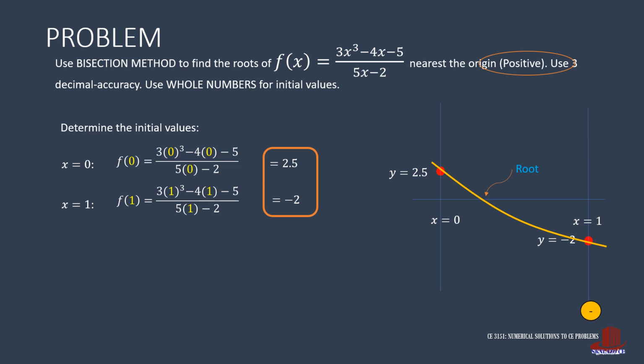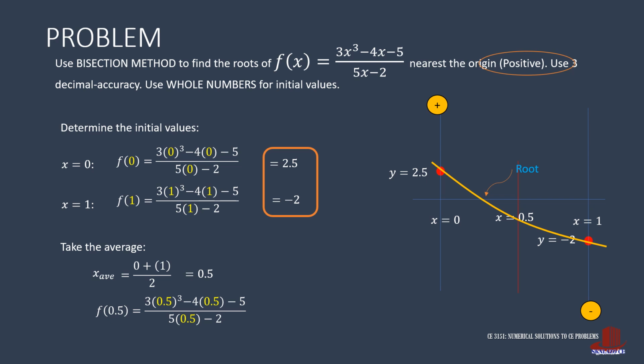Mark the limits, where x of 1 is negative and x of 0 is positive, according to their y locations. Take the midpoint of the interval by computing the average. That is half of 0 plus 1, which is 0.5. Let's then identify where the point is at the midpoint. Plug 0.5 as x into the function, so we get 3 of 0.5 cubed minus 4 times 0.5 minus 5 all upon 5 of 0.5 minus 2, and this gives negative 13.25.